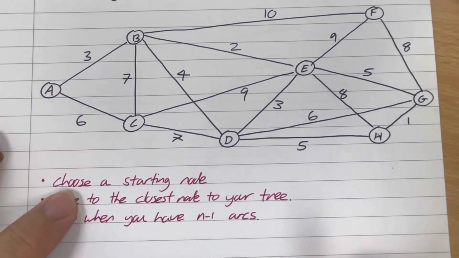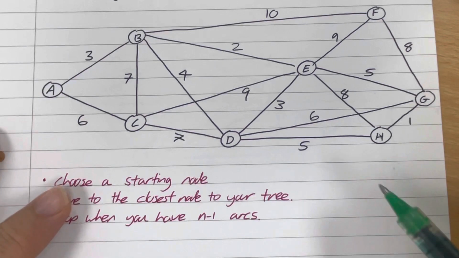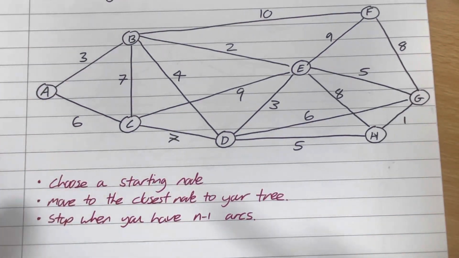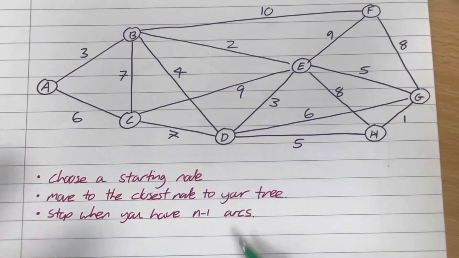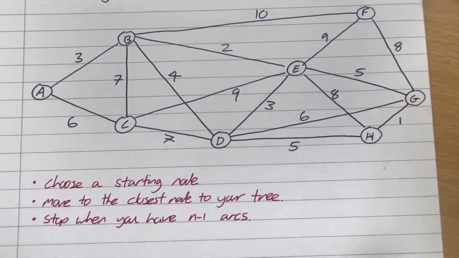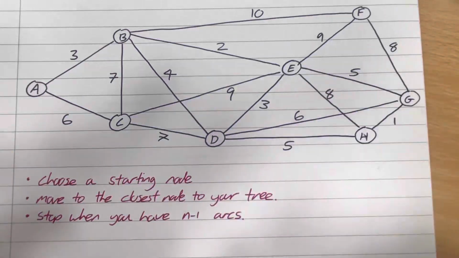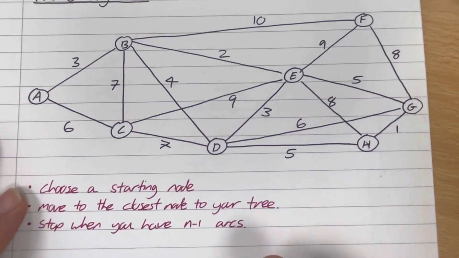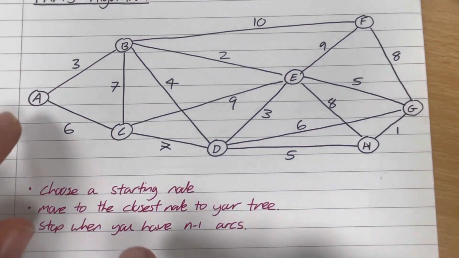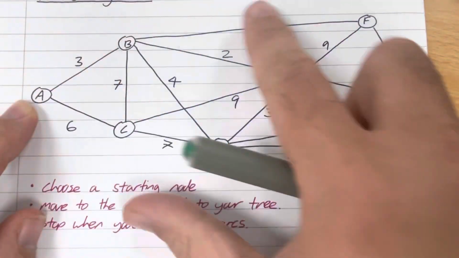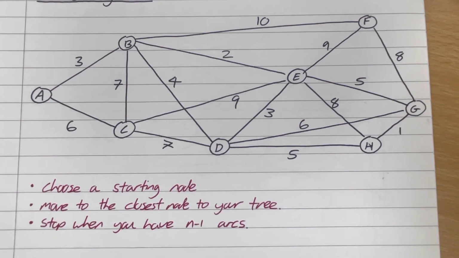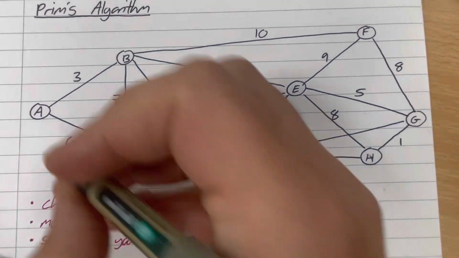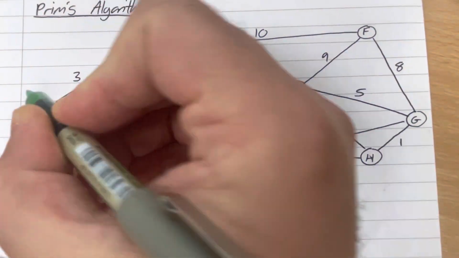So here's the algorithm. You're going to choose a starting node. In an examination setting, it's usually given to you. You're going to move to the closest node to your tree and then stop when you have n-1 arcs. So rather than having arcs picked up here and there across the network, like you do with Kruskal's, instead you're going to have a tree that grows from a point. You always have exactly one tree. It is never disjointed. So let's just start at A. It doesn't matter where you start, the result will be the same.